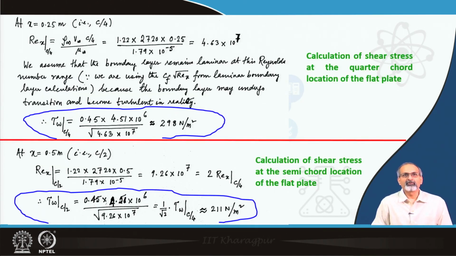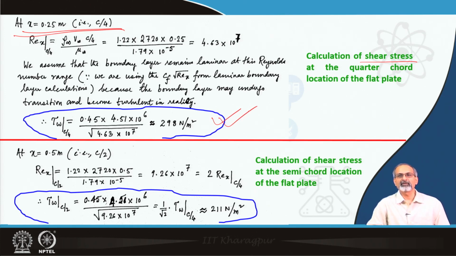Now, we did the calculations at quarter chord, where x is 0.25 meters. For the shear stress at the quarter chord location of the plate, we got the value of 298 Newton per meter square, and we are circling this value because you will find it coming back for comparison once we are done with the reference temperature method calculations. We would like to see how these values compare. Similarly, at x equal to 0.5 meter, that is at semi chord, we found a shear stress value of 211 Newton per meter square.